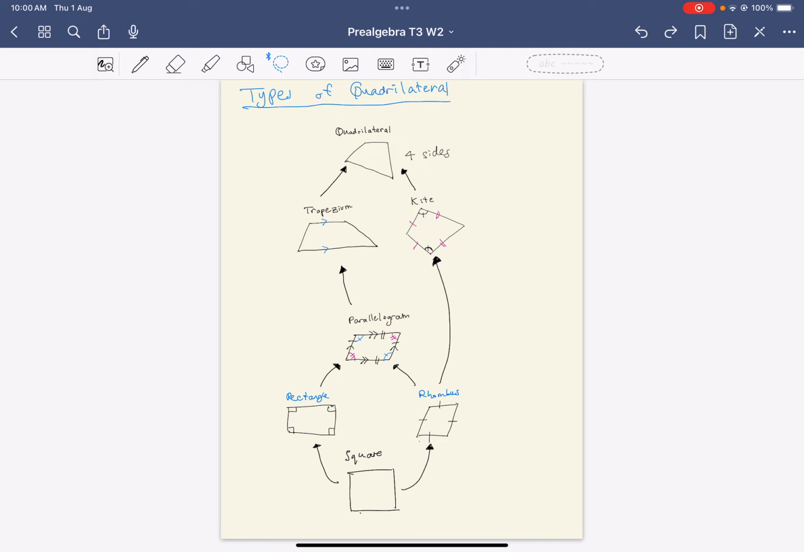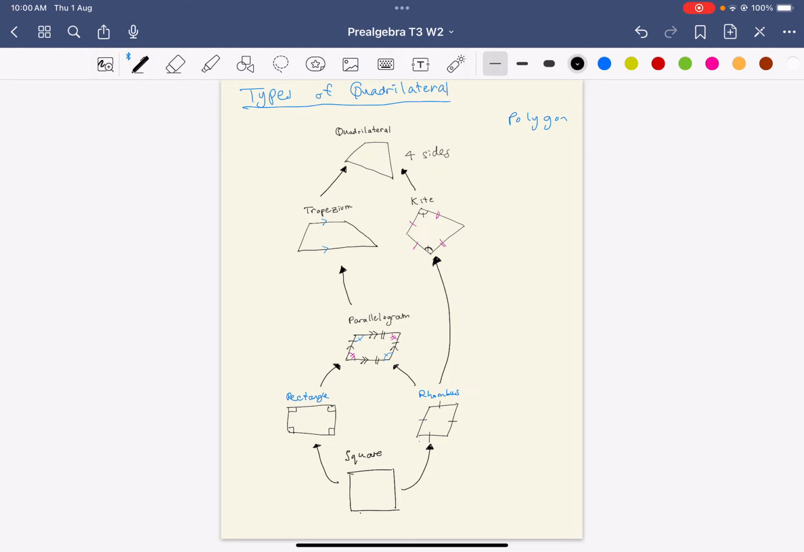A polygon. It's an n-sided shape, so that means it has any number of sides. It could be 3, 4, 5, 6, 7, 8, anything. As long as it's a closed shape, it's a polygon. So it's got any number of sides except 1 and 2, because you can't have a closed shape with just 1 or 2 sides.